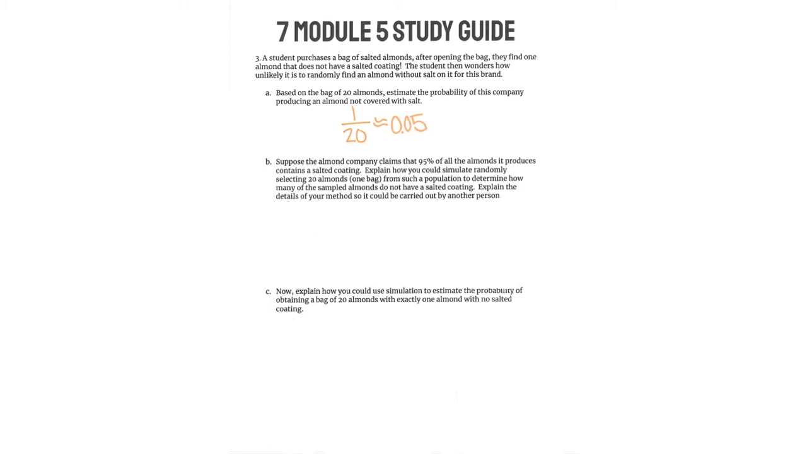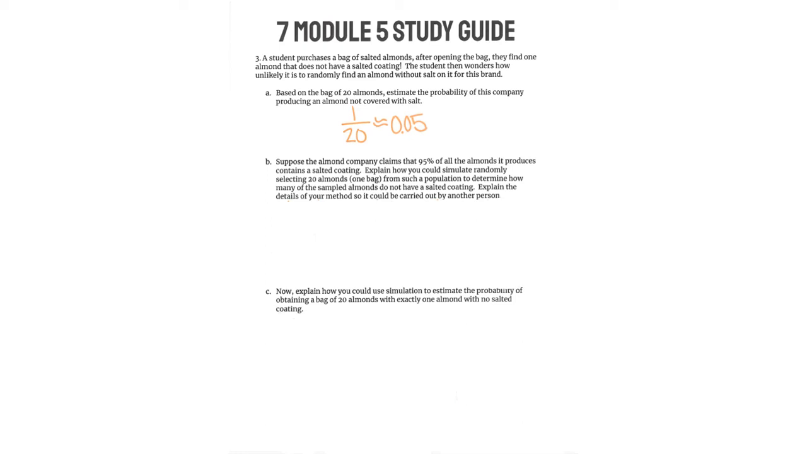Now, suppose the almond company claims that 95% of all the almonds it produces contains a salted coating. Explain how you could simulate randomly selecting 20 almonds, one bag, from such a population to determine how many of the sampled almonds do not have a salted coating. Explain the details of your method so it could be carried out by another person. Okay.